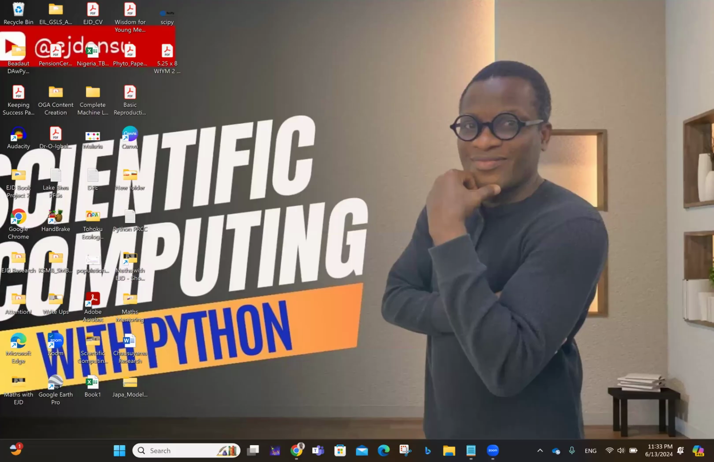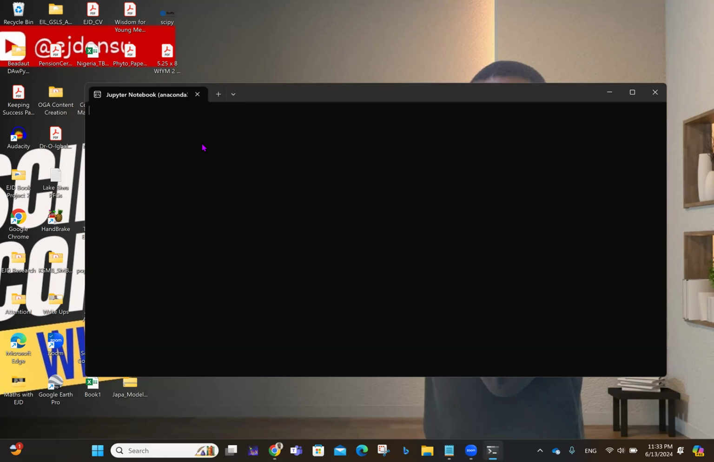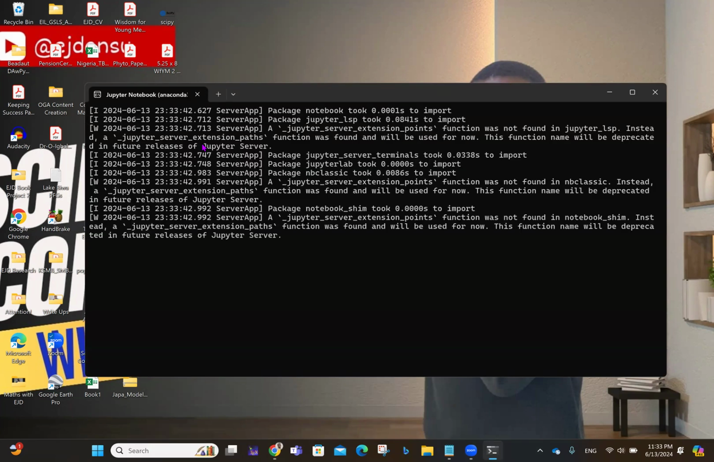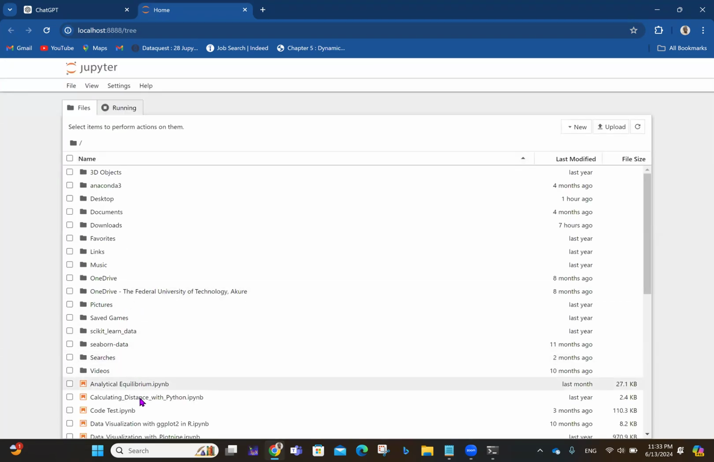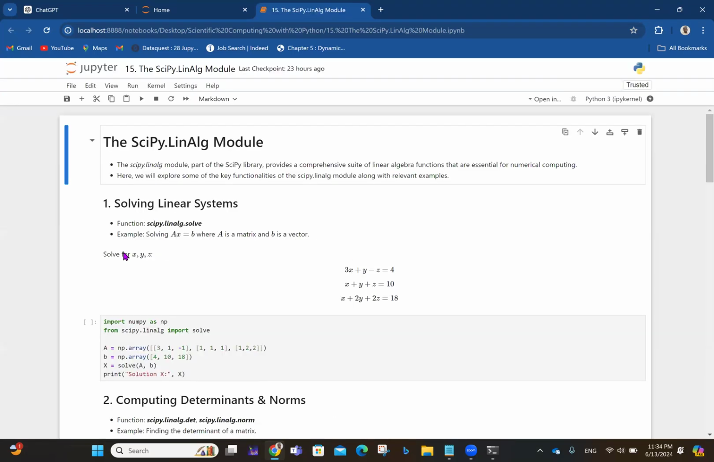In this video, we'll continue to look at SciPy module by module. And here, the module we'll be looking at is the one on linear algebra. As we saw from the introduction, everything related to linear algebra is done with this linear algebra module in SciPy. So that takes us to the 15th video in the scientific computing with Python playlist. All right. So we have the SciPy.LinAlg module, the linear algebra module.